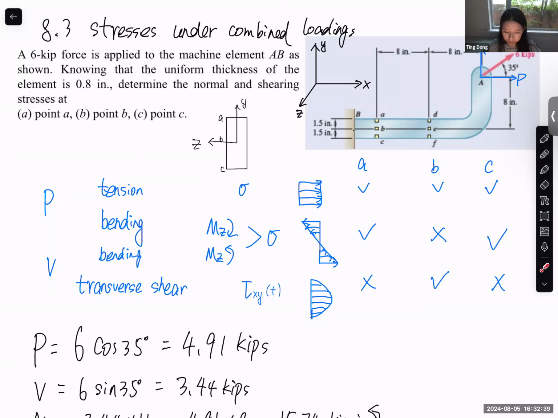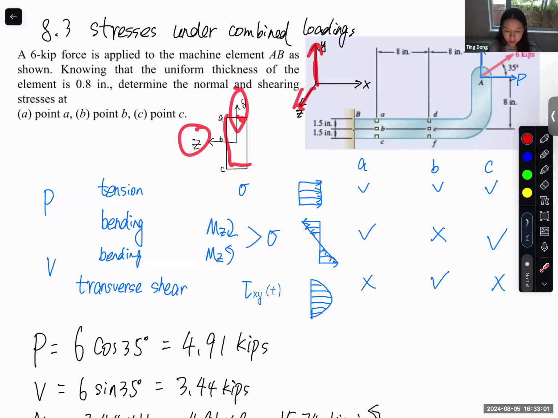But if you are interested in the sign, here I use the homework problem as an example. The first one is this example problem in class. If you look at the cross section from this side, this is the cross section, with the y-axis and z-axis. Our ABC is on this side. The shear stress is caused by the transverse shear, and I only wrote it as tau because I didn't want to make it too complicated.